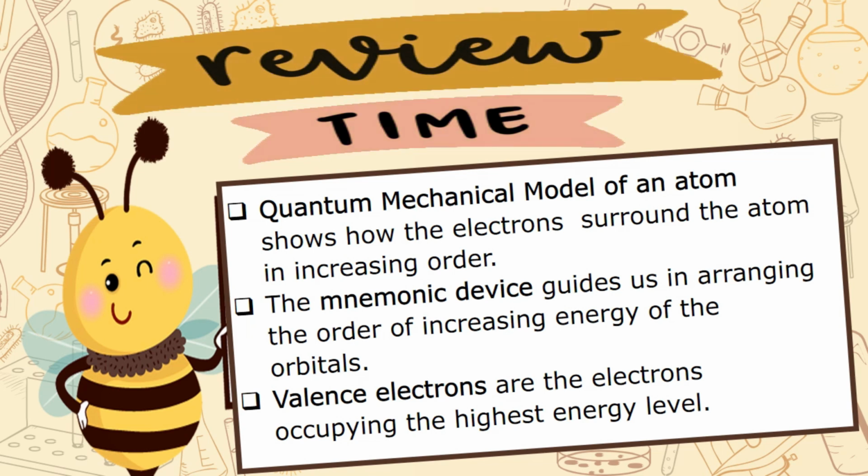First point. Quantum mechanical model of an atom shows how the electrons surround the atom in increasing order. 2. The mnemonic device guides us in arranging the order of increasing energy of the orbitals. 3. Valence electrons are the electrons occupying the highest energy level.